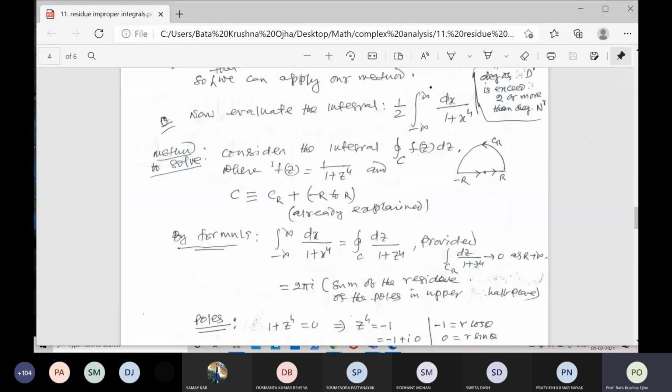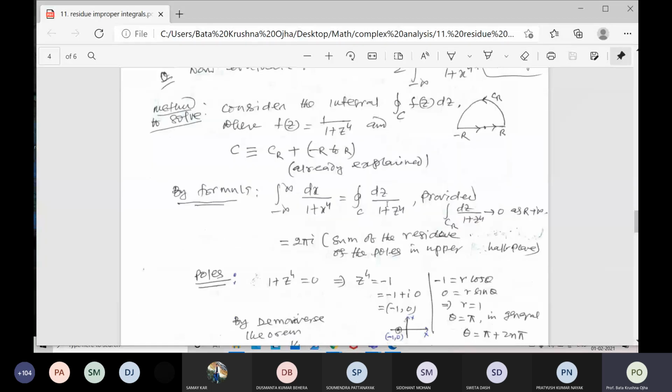Consider the integral, that is, the contour integral of f(z) dz over the closed curve C. When you write C, you have to define what your C is. C is nothing but this contour. You draw the figure: a semicircle C_R with radius R from minus R to R, where f(z) is equal to 1 by 1 plus z to the 4, and your C is C_R plus the segment from minus R to R.